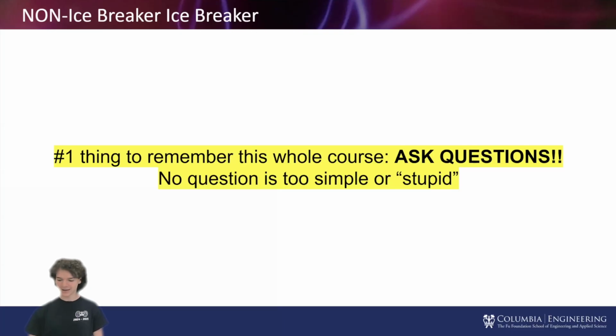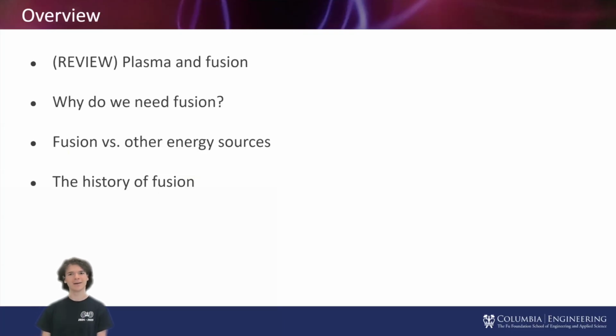All right, and with that, what are we going to talk about in this video? So we're going to do a quick review of what the previous video talked about, and that's talking about plasma and fusion. We defined what plasmas are, we defined the fusion process, and then in the new material, we're going to talk about why we need fusion. And then we're going to go on to talk about how fusion compares to other energy sources, clean and non-renewable energy sources. And then we're going to talk a bit about the history of fusion.